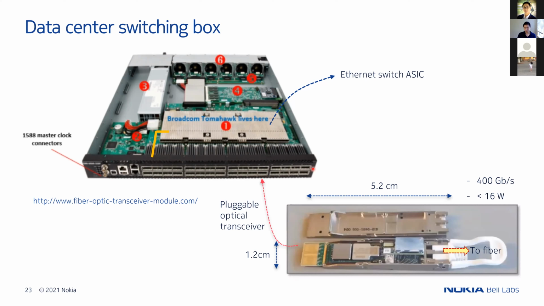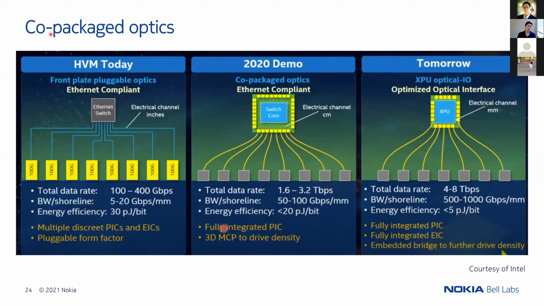And also, even though the optical pluggable transceiver is quite small, it's not small enough. You can see that when you fill up the front panel, it blocks the airflow from inside. So cooling the switch ASIC becomes another big challenge. So now, what is the technology change to solve that problem?